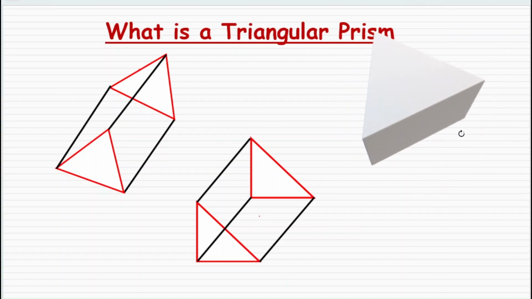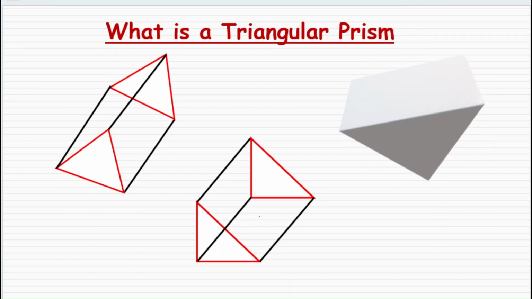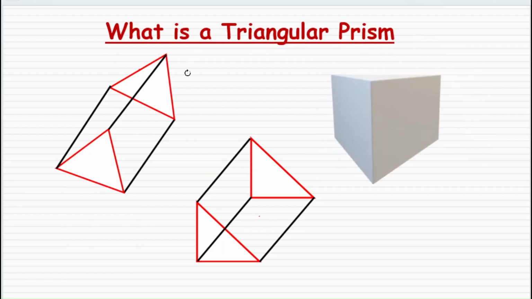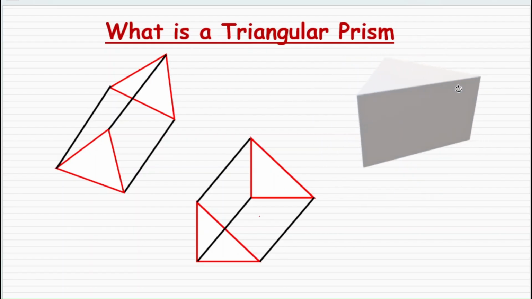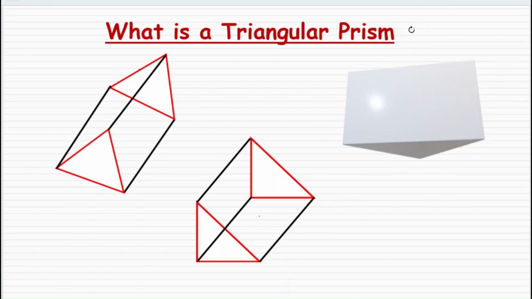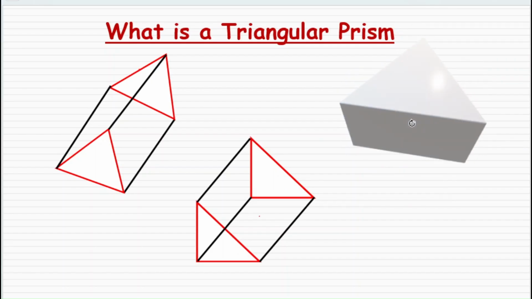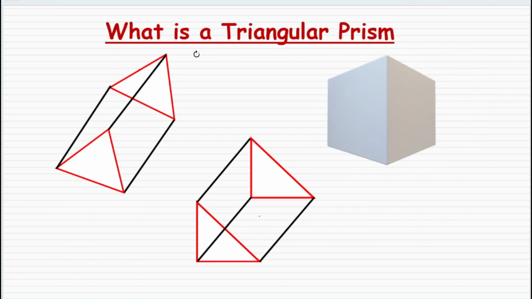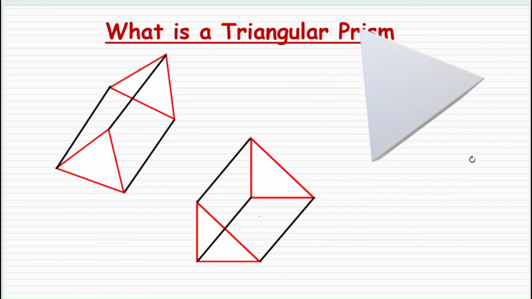So we have two triangular bases on either side, and then we have three lateral faces or side faces as rectangles. So a triangular prism is made up of five faces: two triangles, one on either side, which are the bases, and then three rectangular faces as the side faces.